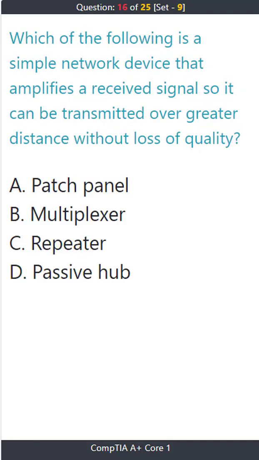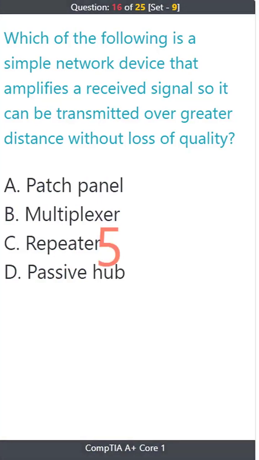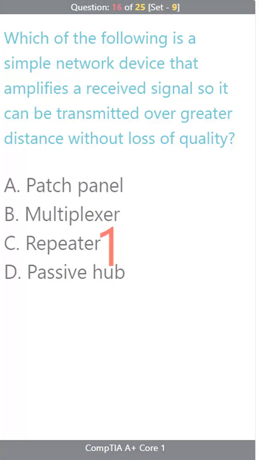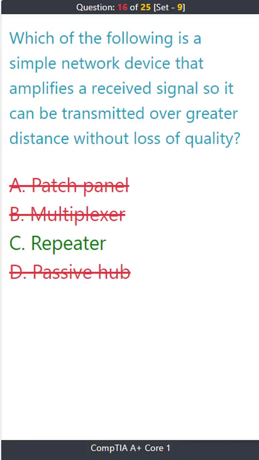Question 16. Which of the following is a simple network device that amplifies a received signal so it can be transmitted over greater distance without loss of quality? A. Patch panel, B. Multiplexer, C. Repeater, D. Passive hub. The correct answer is C. Repeater.